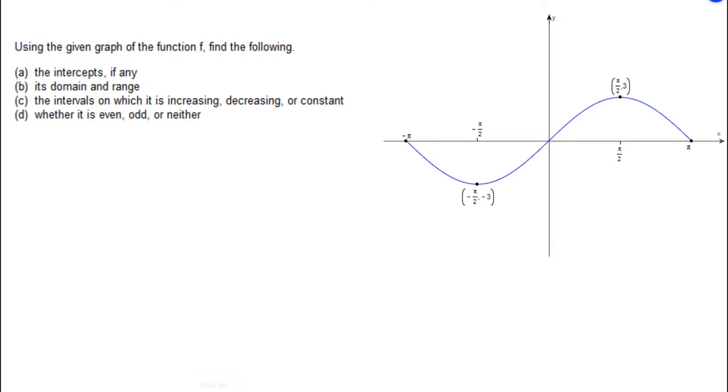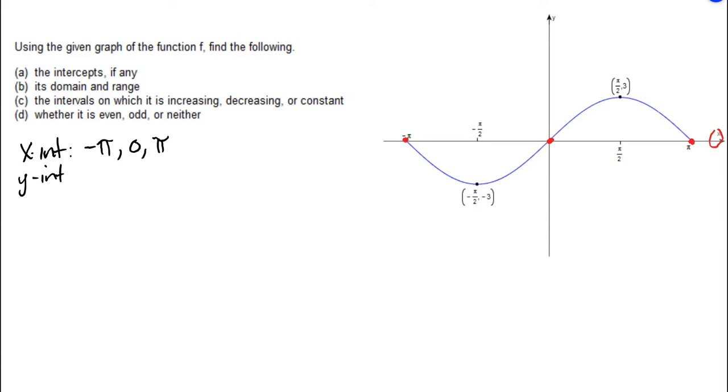An x-intercept is where the graph crosses or touches the x-axis. So we have our x-axis here, and the graph touches the x-axis, crosses the x-axis, touches the x-axis in these places. So we have x-intercepts at -pi, 0, and pi.